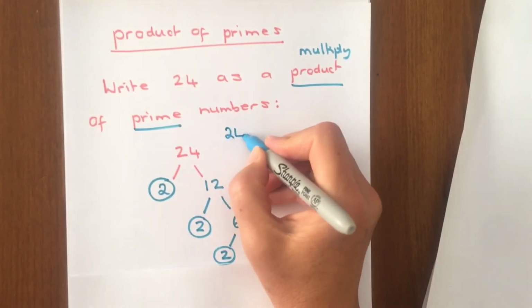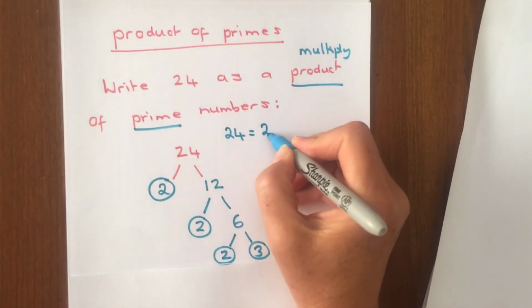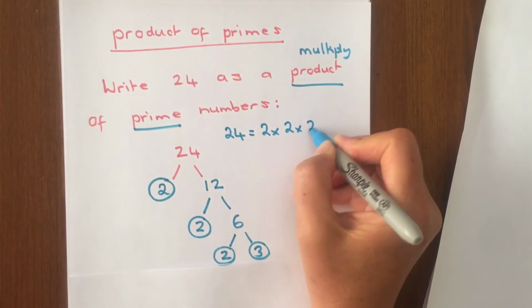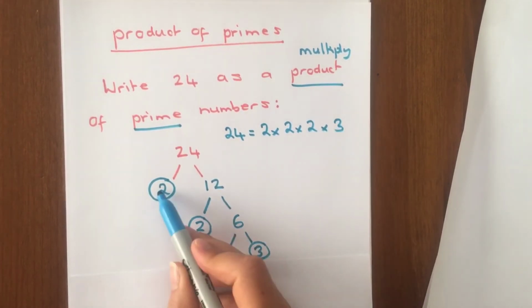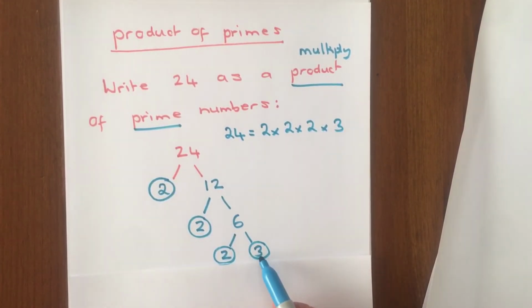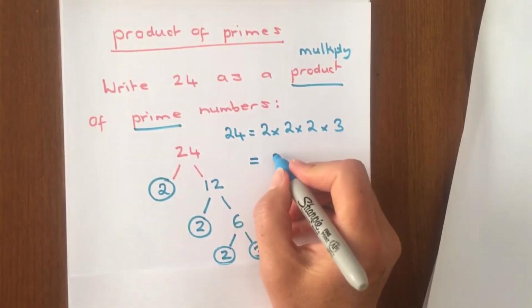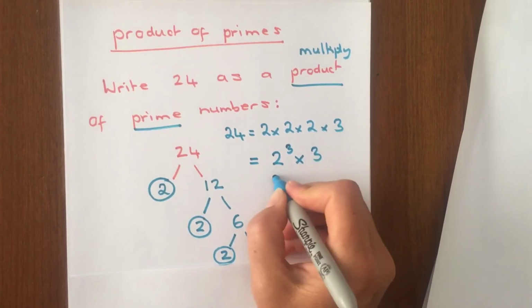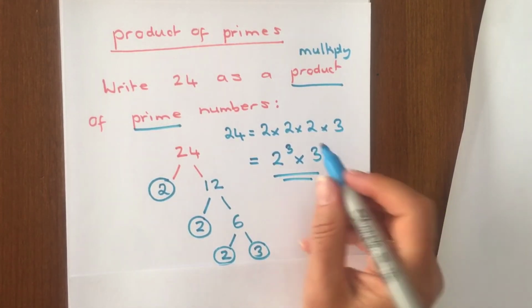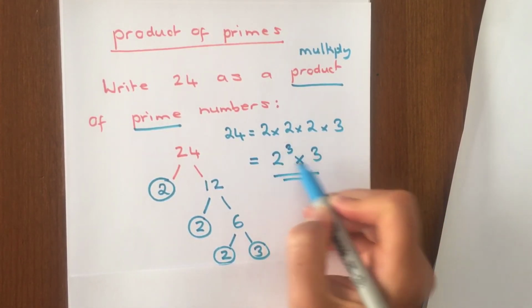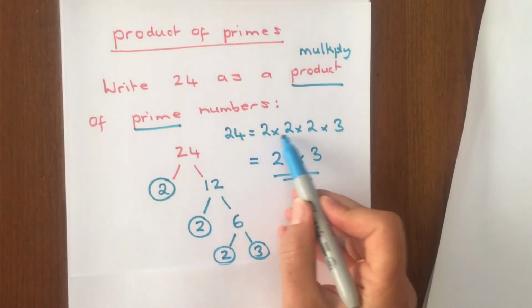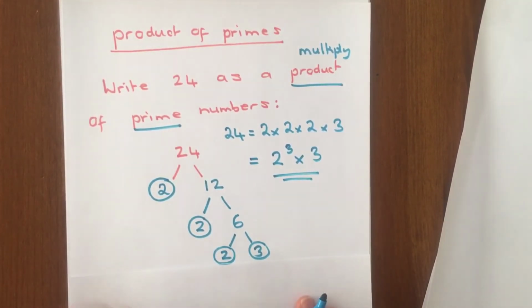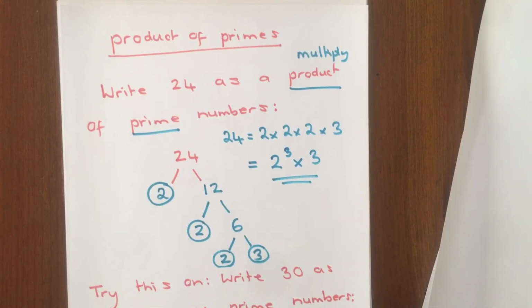So 24 is equal to 2 times 2 times 2 times 3. All the numbers that I've circled. Or I could write that in index form, 2 cubed times 3. You can check that. 2 cubed is 8. 8 times 3 is 24. They are all prime numbers. Okay, so write that special one into your book, please, that key example.